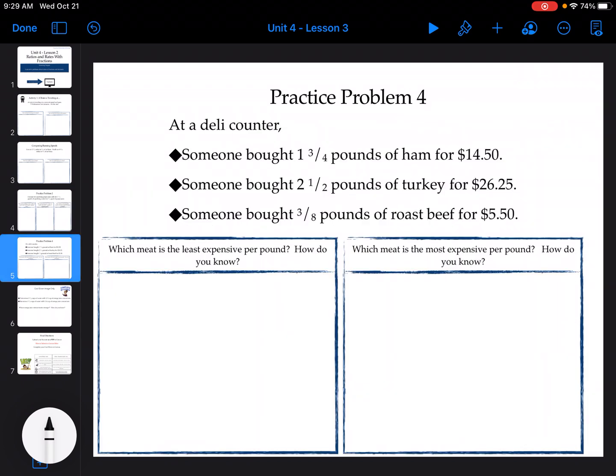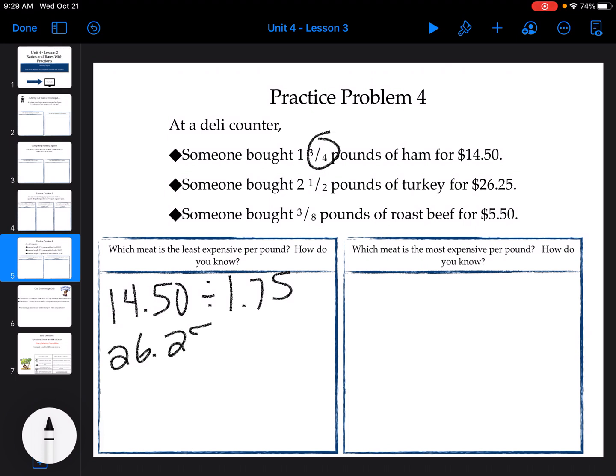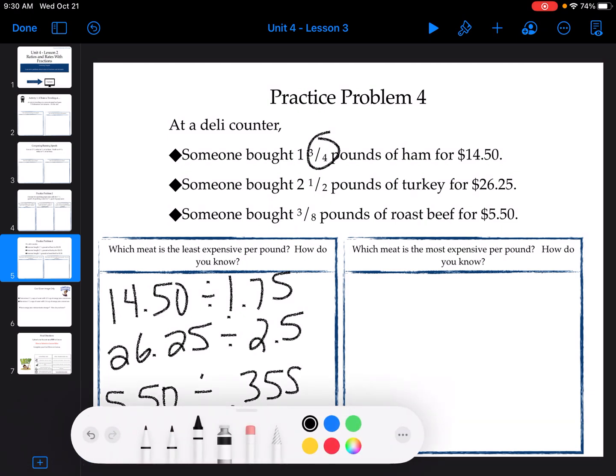All right, the last one says which is the least expensive per pound. So I have to divide the cost, $14.50, divided by 1.75, because 3/4 is 7.5. Then I'm going to do 26.25 divided by 2.5. Then I'm going to do $5.50 divided by 3/8. So I've got to divide that in my calculator because I don't know what that is off the top of my head. 3 divided by 8, I get 0.375. So I'm going to divide each of those out.